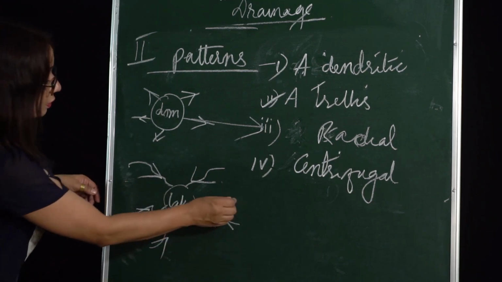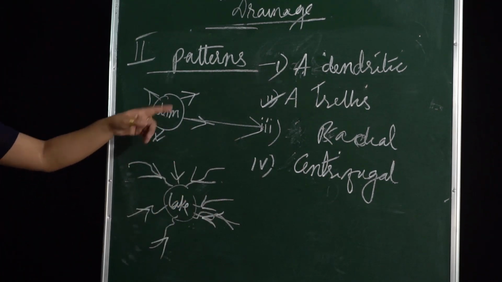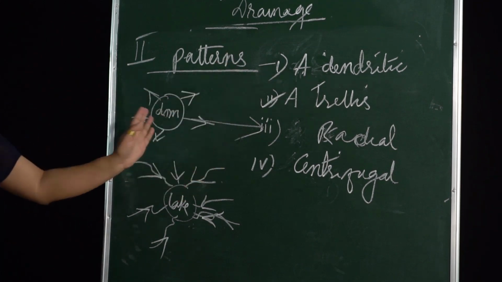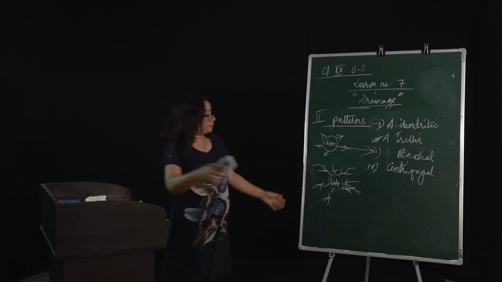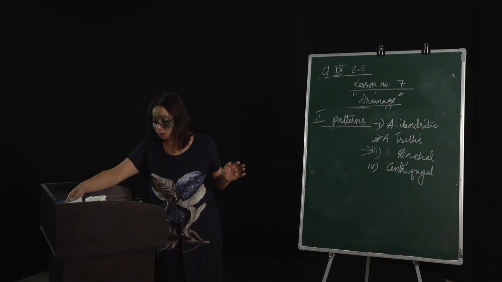So water is coming from here and then giving water to the lake. In this case there is a dome-like structure, and from here the water is flowing out, here out, here in, here out, here in. So that is about the pattern.